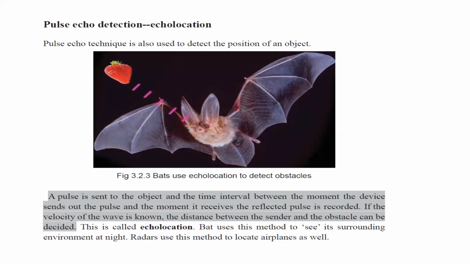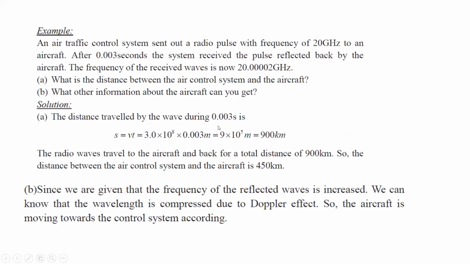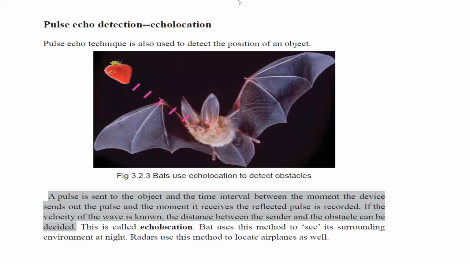Then the pulse echo technique. What is the concept of a pulse echo technique? To detect the position of an object, or the motion of an object, we can also use a pulse echo technique. On what principle is this technique based? Simply like a reflection. So we have an object, and we want to find the distance between the object and the source. So this is an object and we have a source.